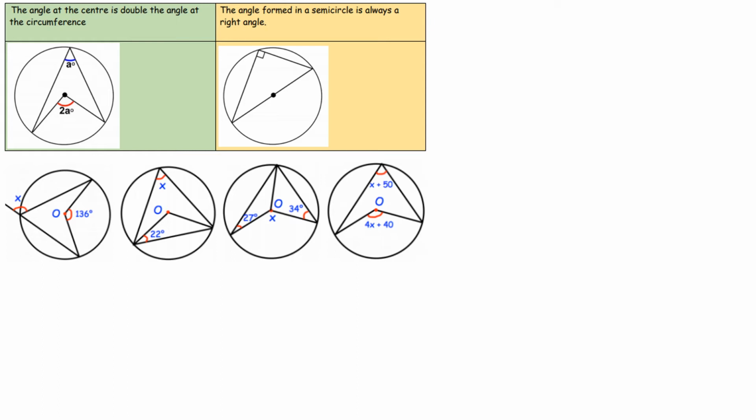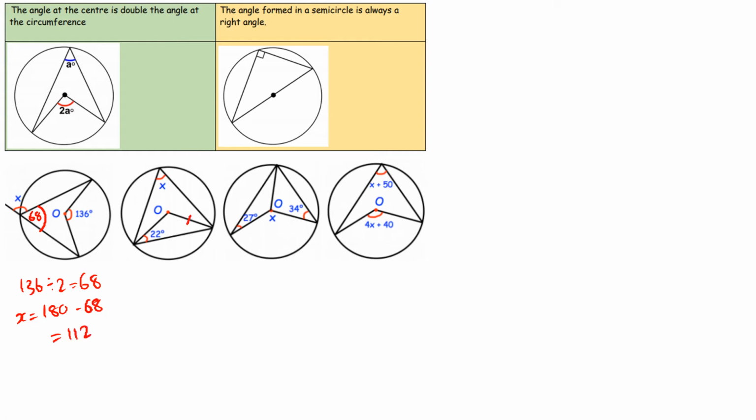Okay, so for the first one, we're going to find a 44 degree angle. No, sorry, that's not true. A 68 degree angle here, because that's a double angle, and we want to halve for the value at the circumference. And so x is on a straight line with that. We'll take away this 68, and we'll get that x is 112 degrees.